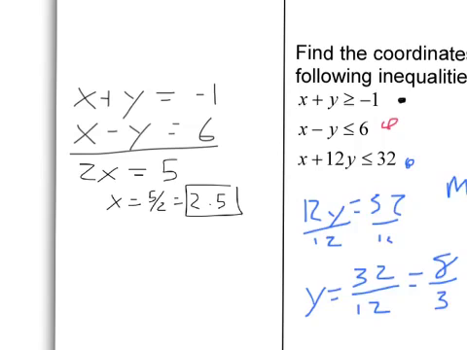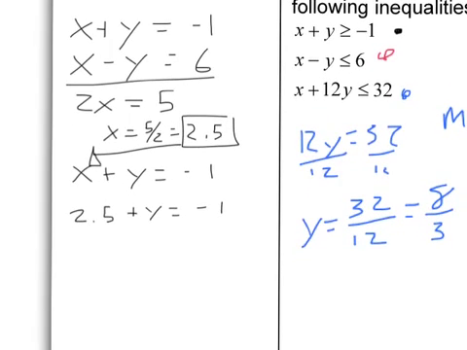Okay, so now I'm going to plug that back in. Let's do x plus y equals negative 1. Plug that in for x. So I have 2.5 plus y equals negative 1. And I'm going to subtract 2.5 from both sides. And I get y equals negative 3.5.